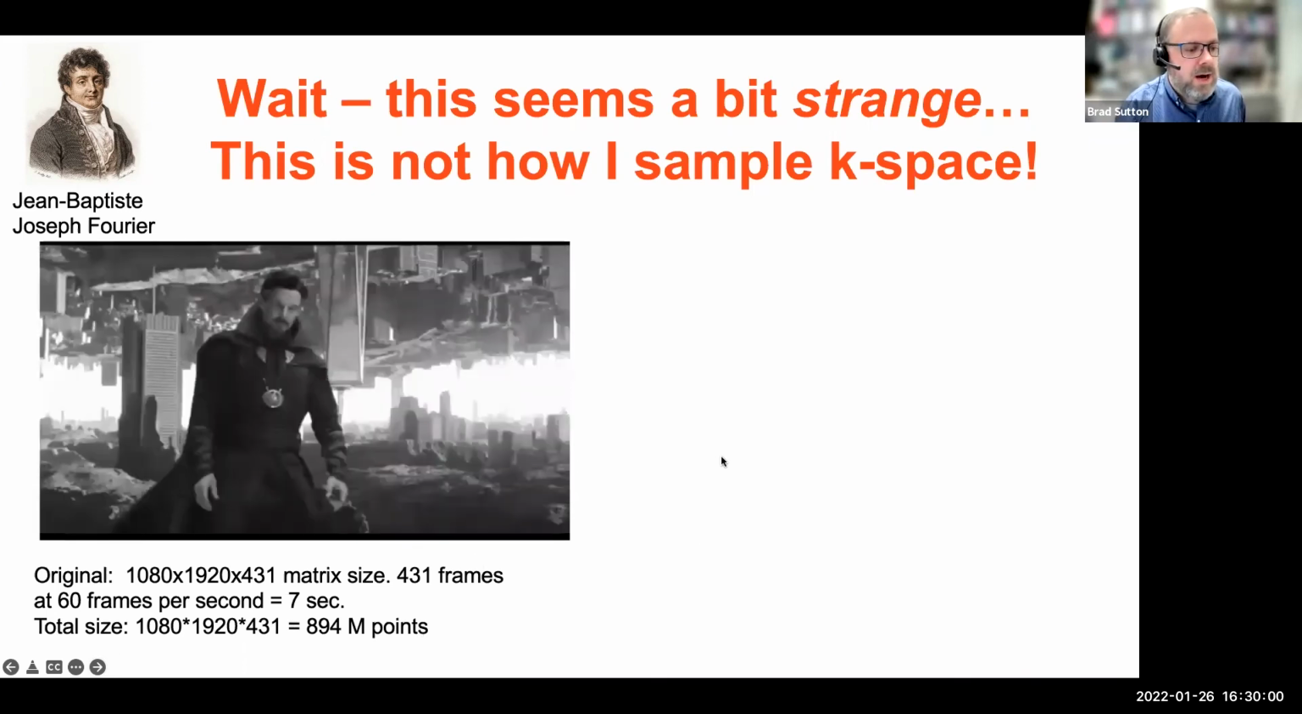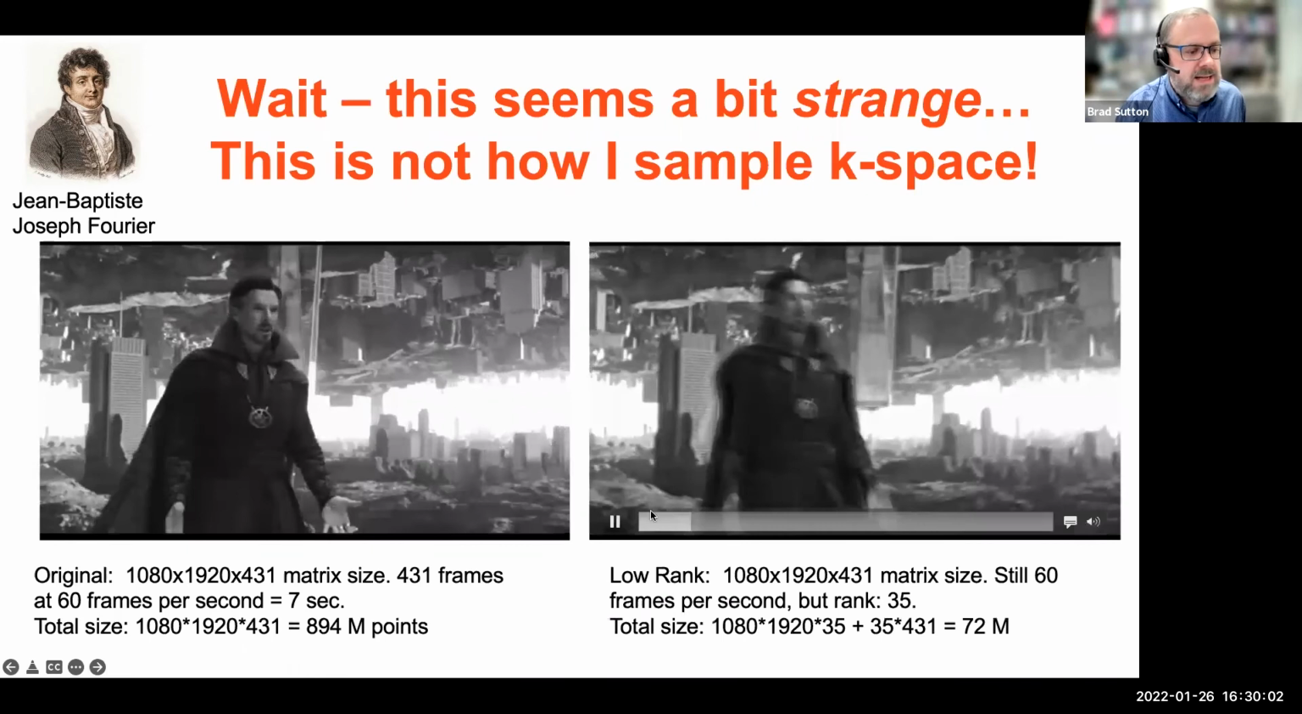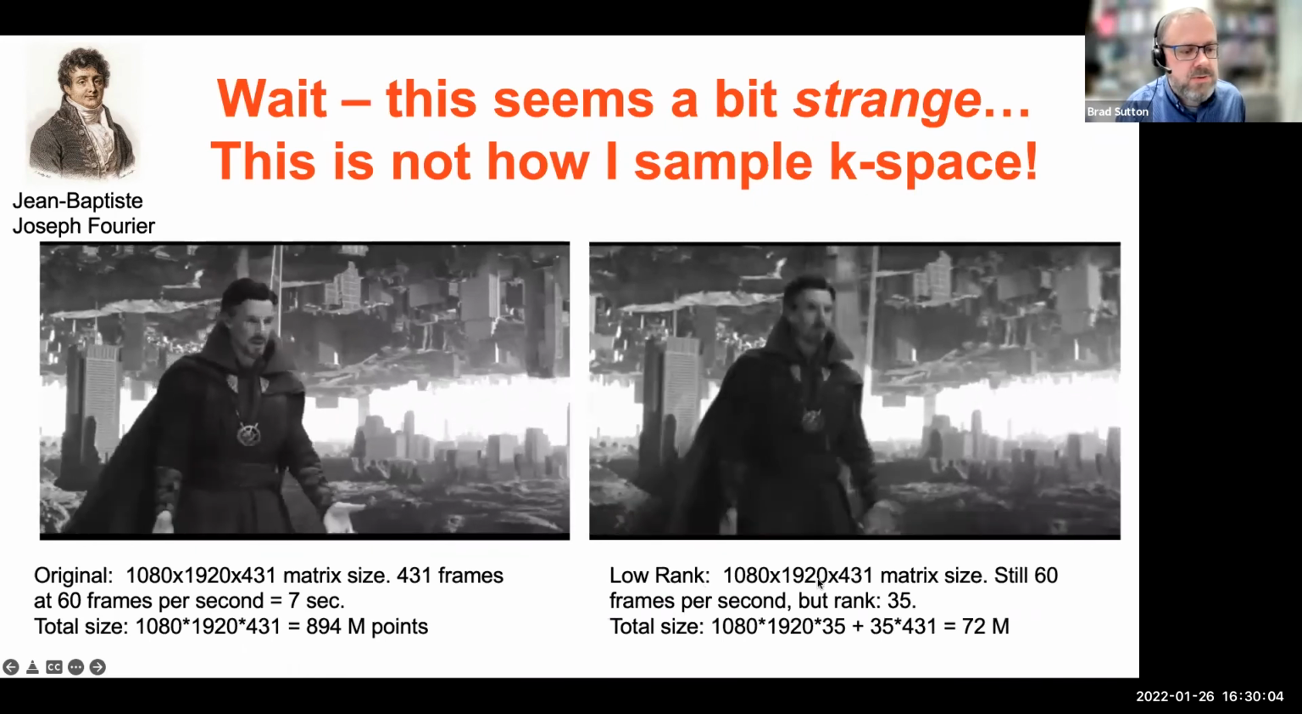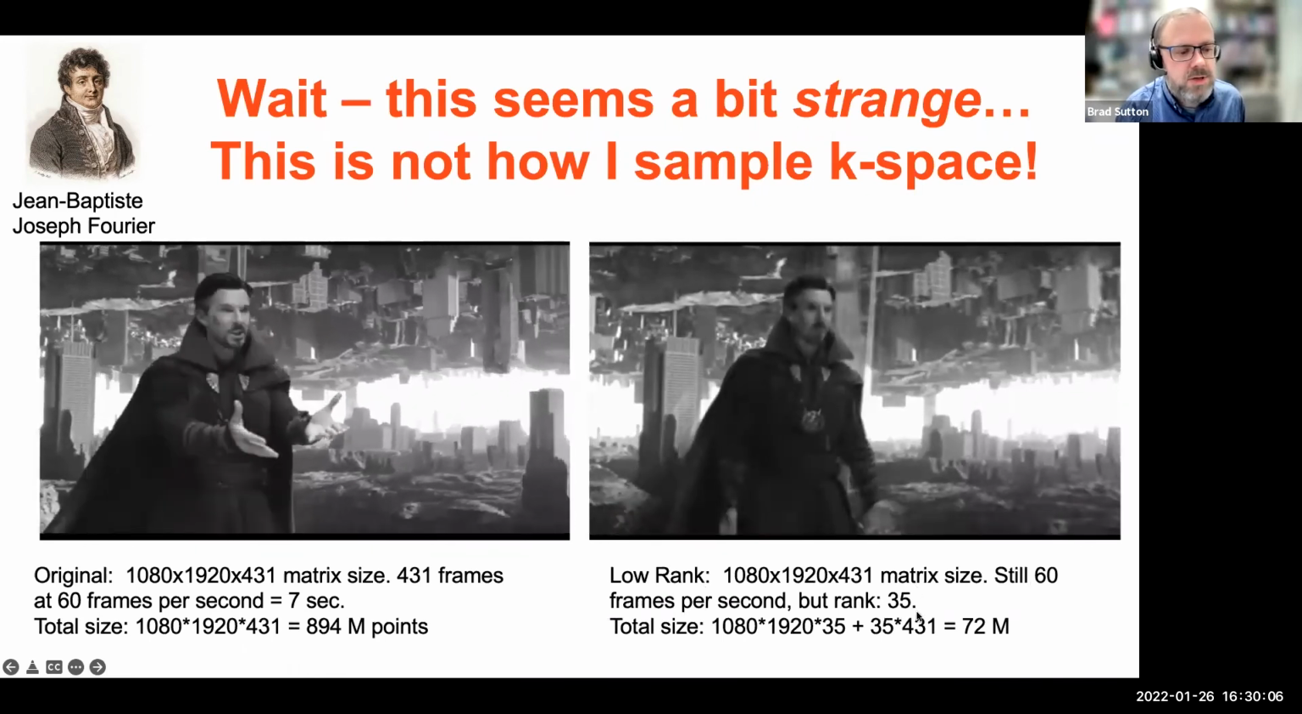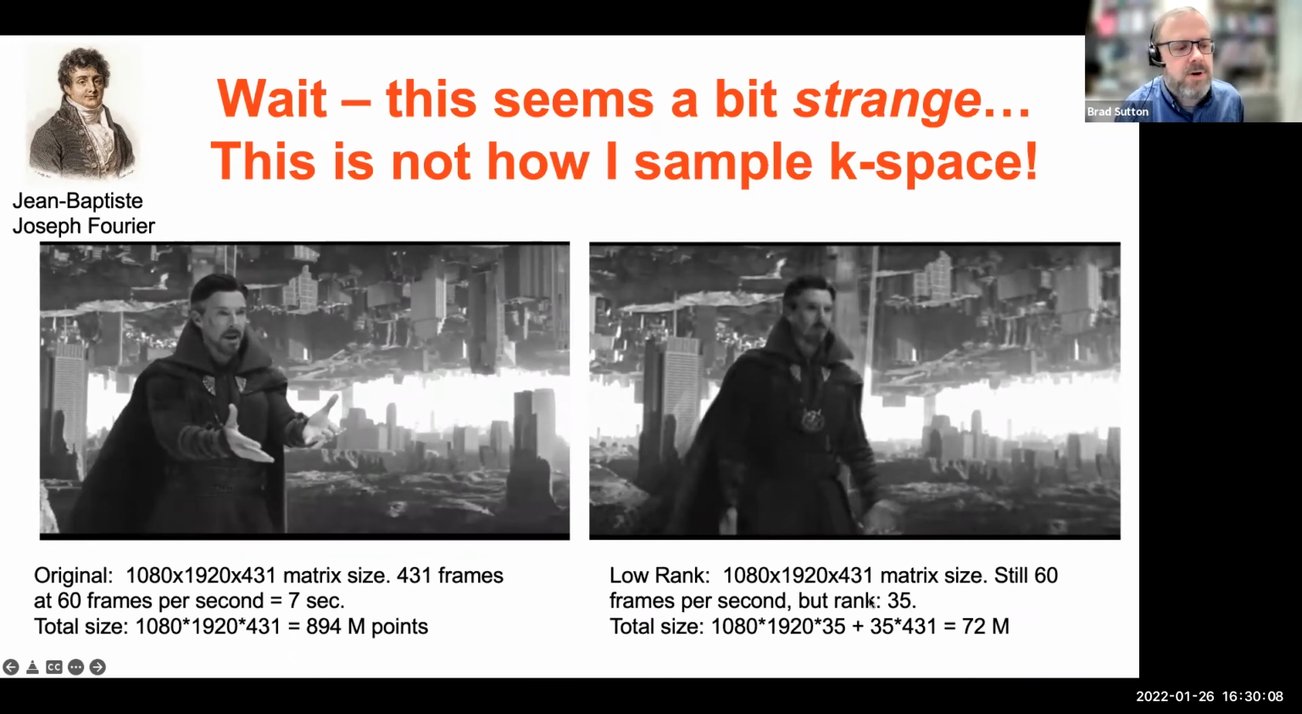So what I'm going to do is pause this first. I'm going to show you the same thing, but I'm going to use a rank of 35, and I'm going to represent the same movie. So instead of needing 894 million points, I'm only going to use 72 million points. And that is that I have 35 frames, and that's it, only 35 frames, not 430 frames. 35 frames of data that I simply weight differently at each time point.